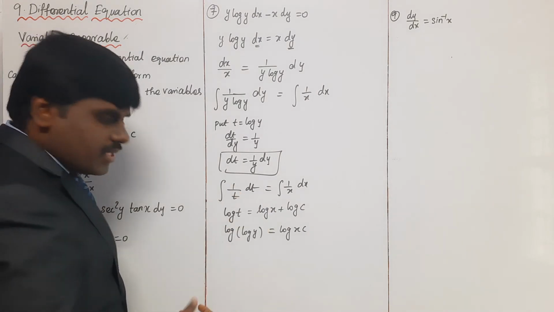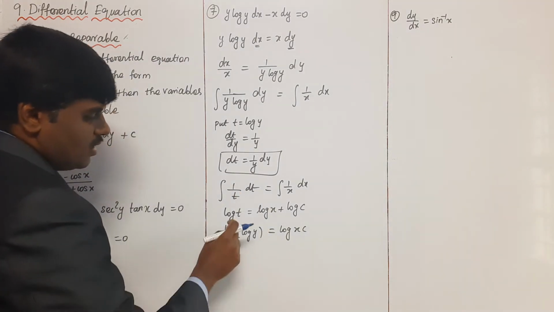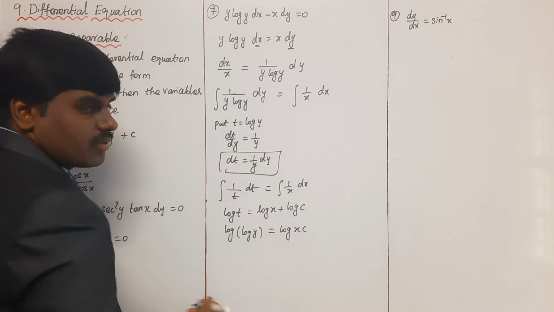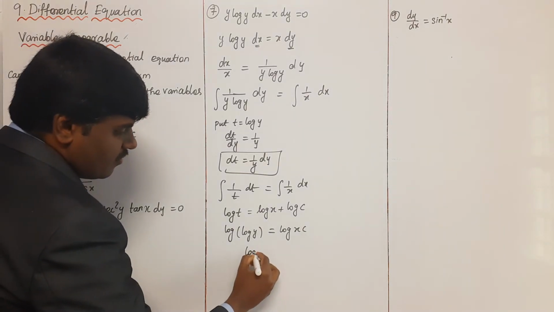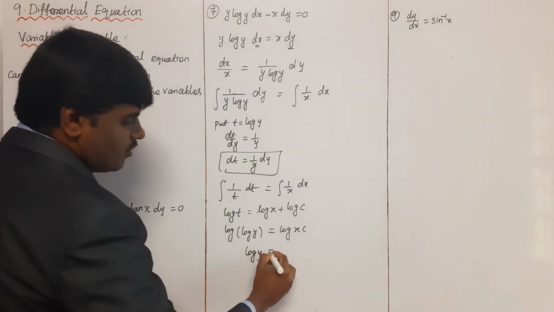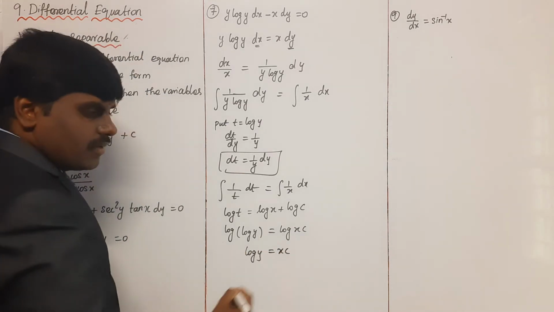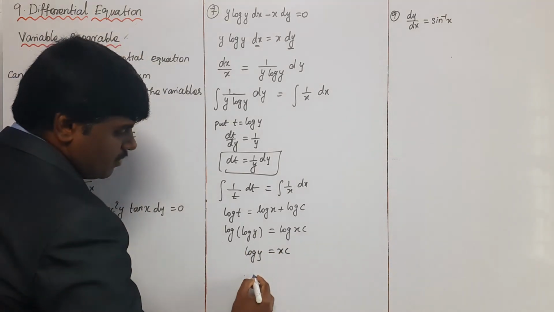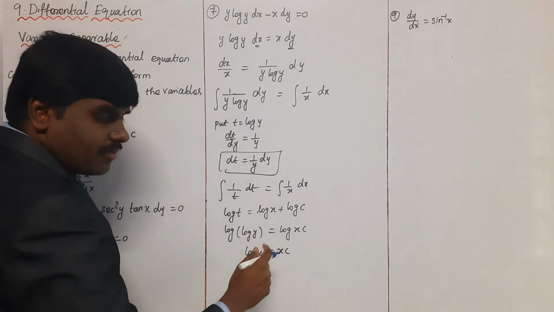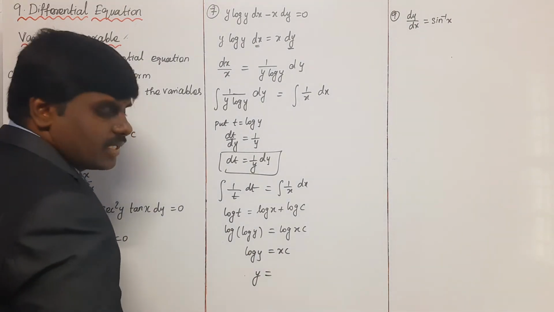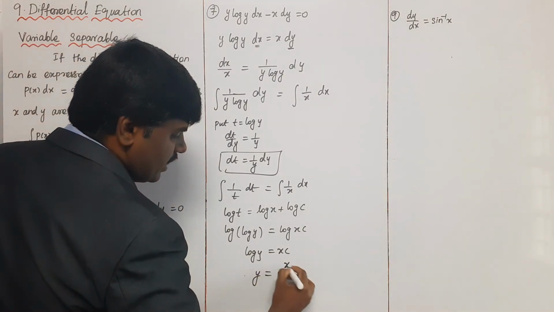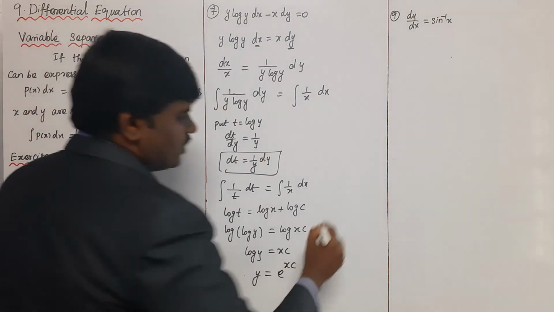Now taking the exponential function, that is e, on both sides, the logarithm cancels. What remains? Log y is equal to xc. Again I will take the exponential function on both sides, so y is equal to e power xc. So you know these ideas.